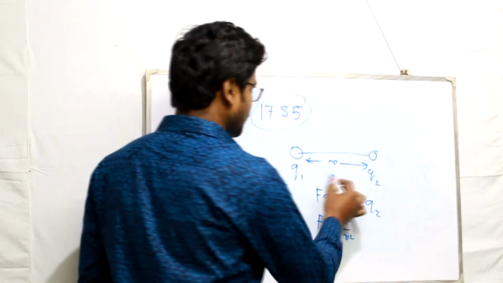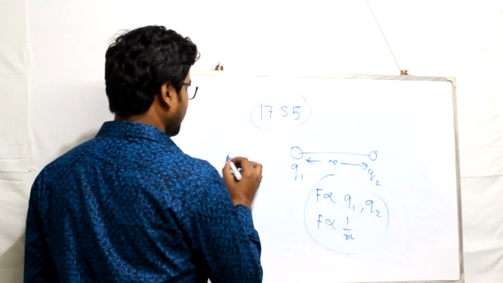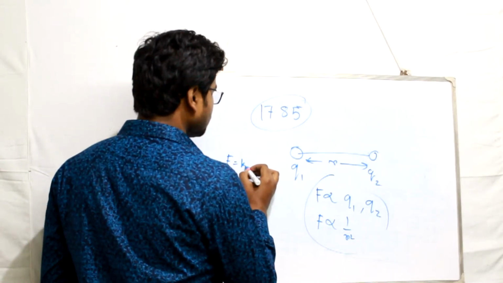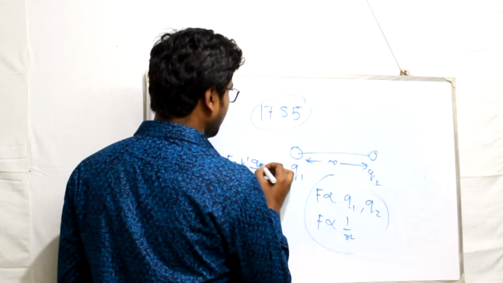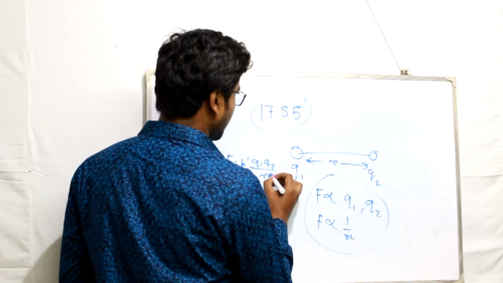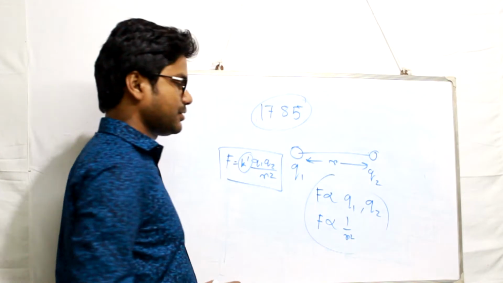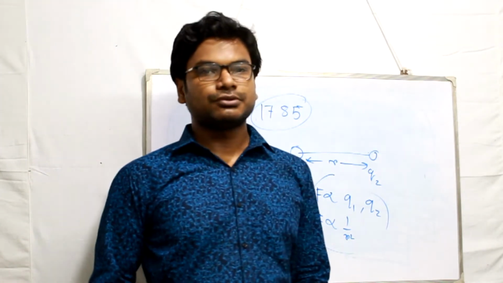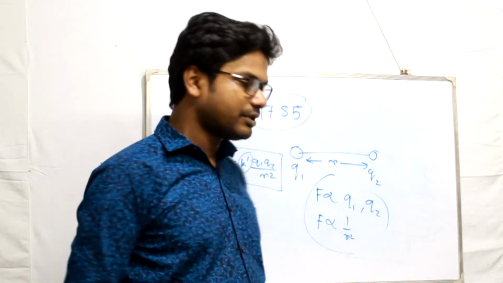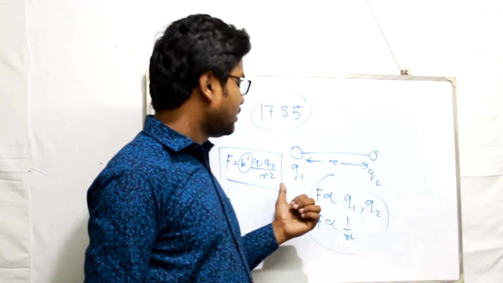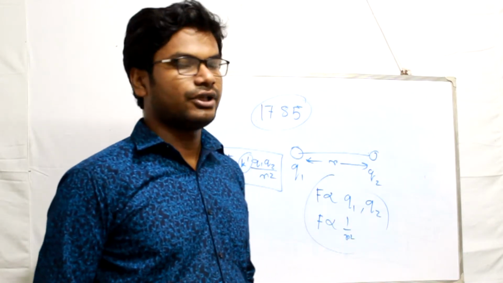So as a whole, we can write F equal to K prime Q1 Q2 by r square. Here K prime is the proportionality constant. The value of this proportionality constant depends on the medium as well as the choice of our units.